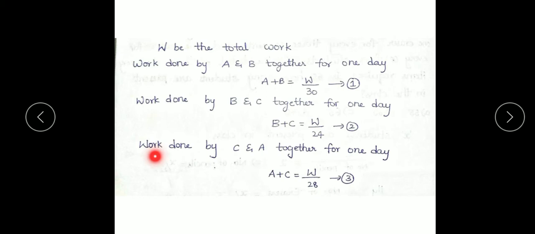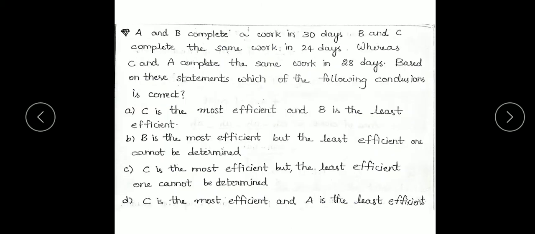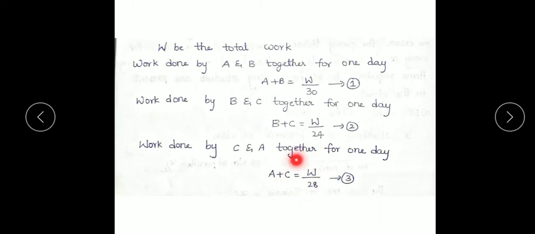And next thing is work done by C and A together for one day. So if A and C together for one day, that is W by 28 days, because A and C put together would take 28 days to complete the work. So 28 days, that is nothing but W by 28 per day they can do W by 28 of work. And this is the work done by A for one day, same as this. And this is the work done by C. That means their working capacities.